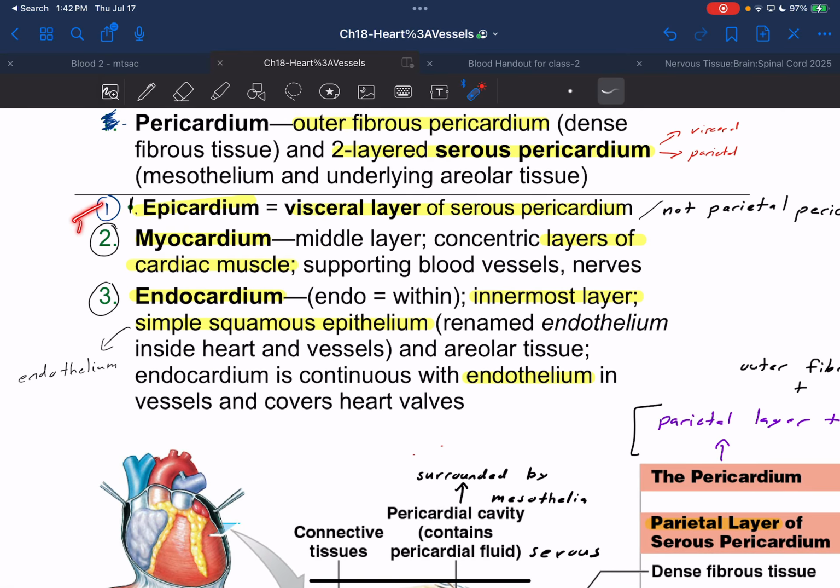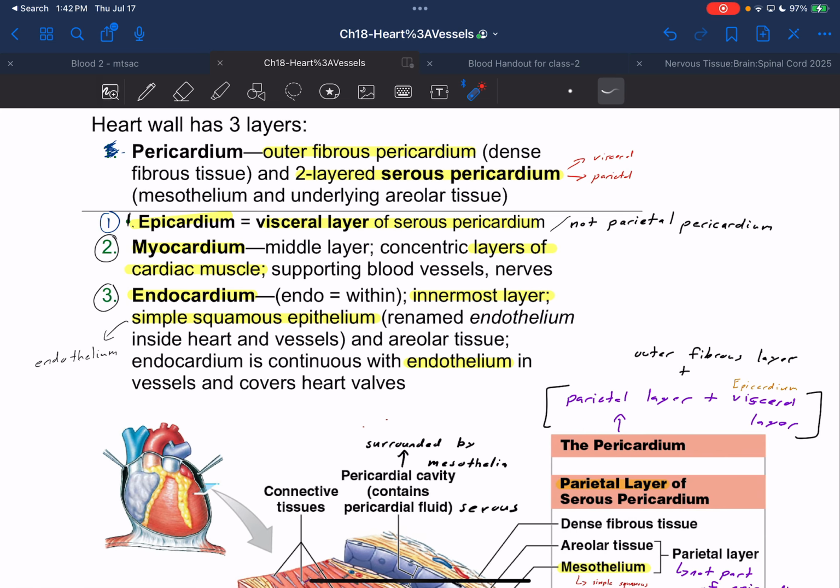The epicardium we clearly want to define as the visceral layer of that serous pericardium. That's what makes up the epicardium. You want to put as a little side note, does not include the parietal pericardium. Only includes visceral.